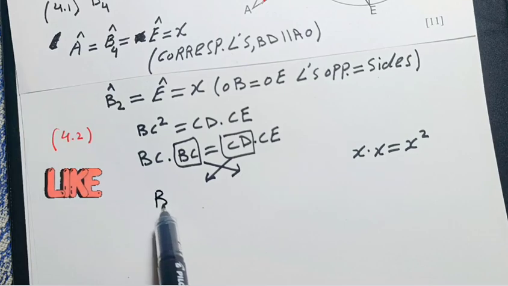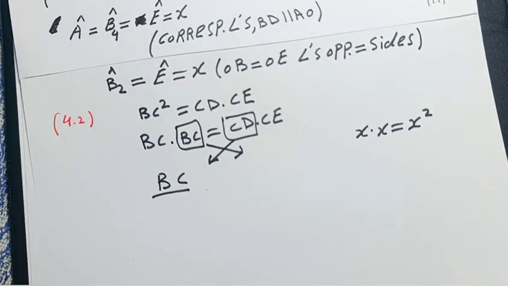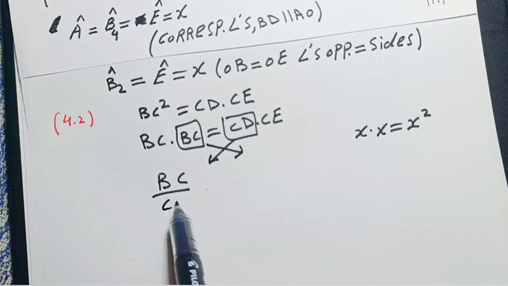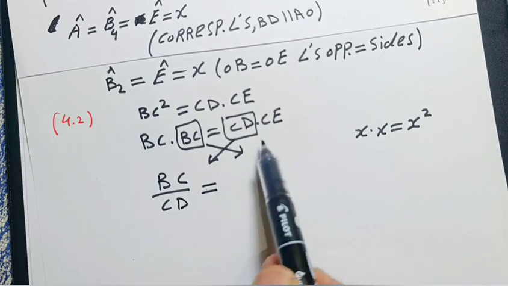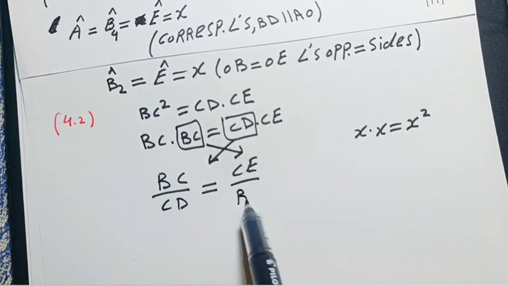Now BC is on top. How do we do the cross multiply? Now we're doing the reverse of cross multiply. BC under is going to be CD is equal to CE and over BC.